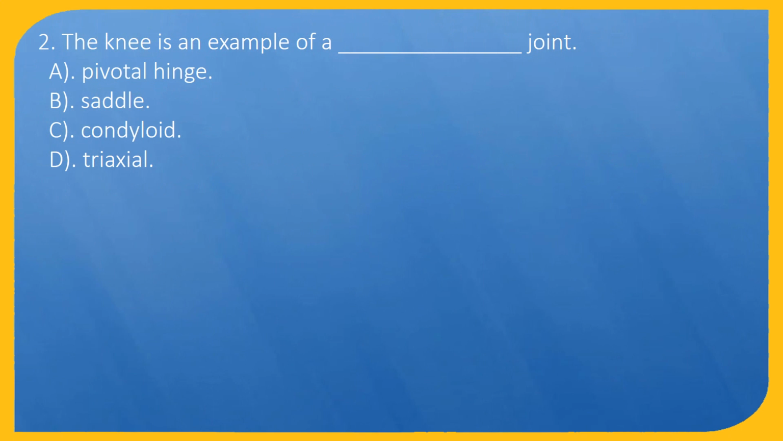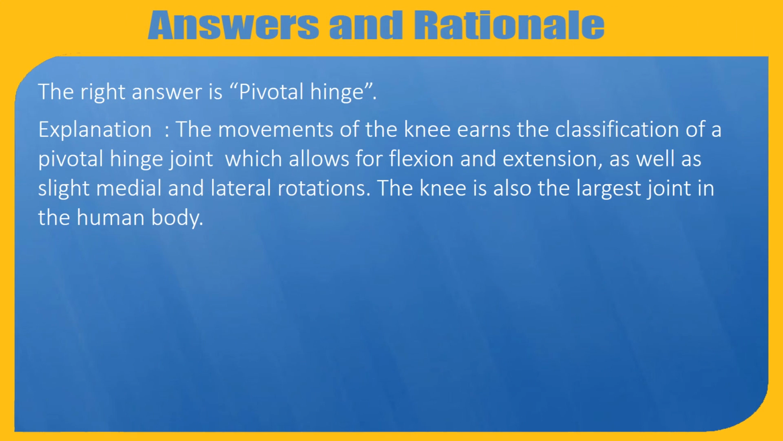Question 2. The knee is an example of a joint. A. Pivotal hinge. B. Saddle. C. Condyloid. D. Triaxial. The right answer is pivotal hinge. Explanation. The movements of the knee earn the classification of a pivotal hinge joint, which allows for flexion and extension, as well as slight medial and lateral rotations. The knee is also the largest joint in the human body.